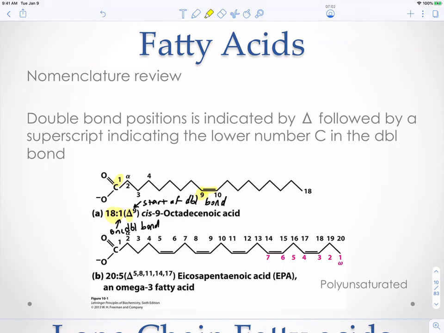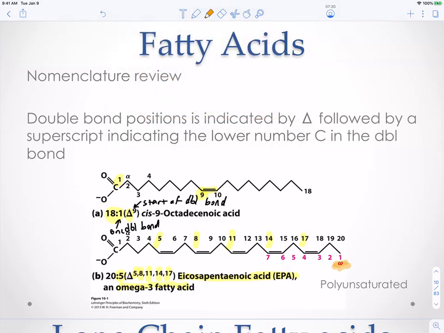In the case down here of eicosapentaenoic acid, or EPA, they're going to have 5 double bonds, and they're going to start at these individual positions from here. And so you have the 5 position, you have the 8 position, the 11, we have a 14, and we have a 17.